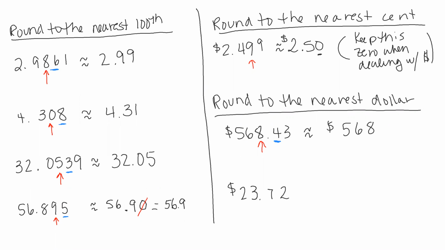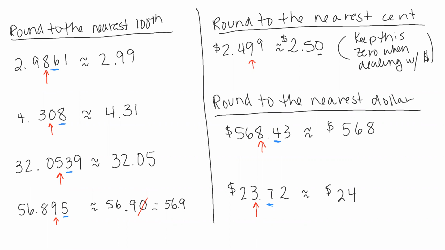What if I had $23.72? Still rounding to the nearest dollar. So the 3, which is in the ones place, is going to tell me where to round. I look to the right. I have a 7. The 7 tells me to round up. So in this case, this would round to approximately $24.